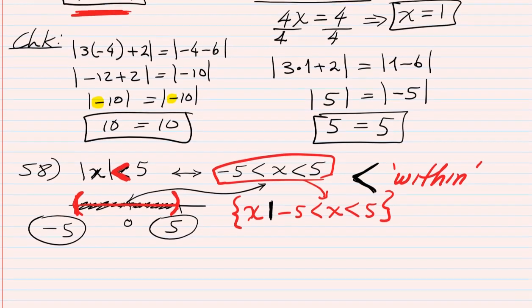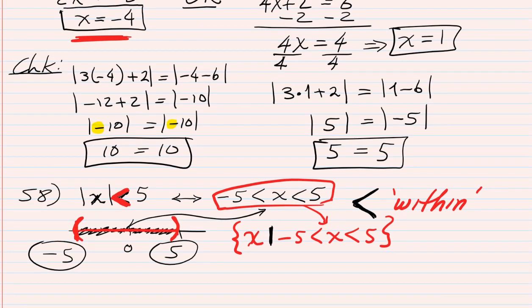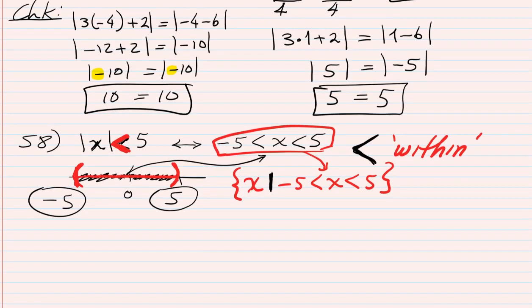Now let's do the interval notation. I get my interval notations from the graph. It's much easier. From negative 5 to 5, and this is the interval notation. Okay, and there you go. That's a complete example, number 58.